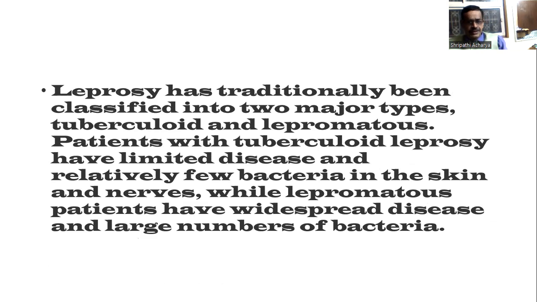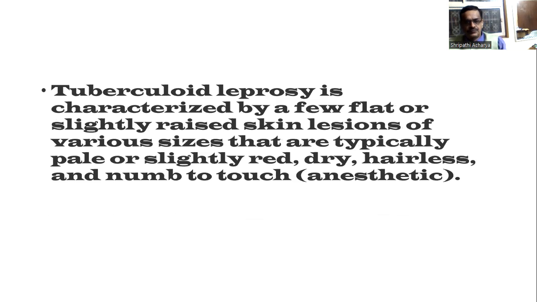Leprosy has traditionally been classified into two major types, tuberculoid and lepromatous. Patients with tuberculoid leprosy have limited disease and relatively few bacteria in the skin and nerves, while lepromatous patients have widespread disease and large number of bacteria. Tuberculoid leprosy is characterized by a few flat or slightly raised skin lesions of various sizes that are typically pale or slightly red, dry, hairless, and numb to touch. It is anesthetic.